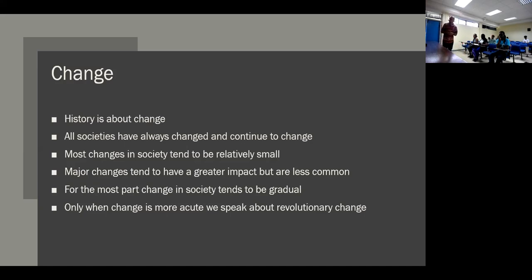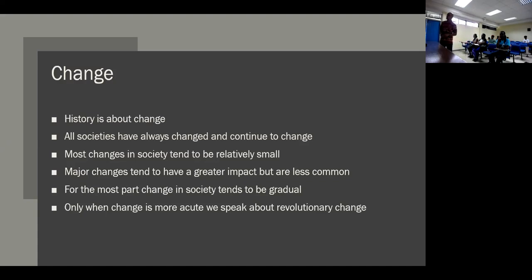Major changes tend to have a greater impact, but are less common, right? And this is good. If there were significant changes every year, what we would have is what? Instability, right? Remember, we can apply the same concept as climate change. The climate has been changing since the beginning of time, but that change was very gradual, very slow. So humans, animals, plants, they could adjust to those changes. But when the changes are dramatic, we don't have time to adapt. So if our societies were changing dramatically every year, there would be a lot of instability, and nobody wants to live in an unstable society, right?